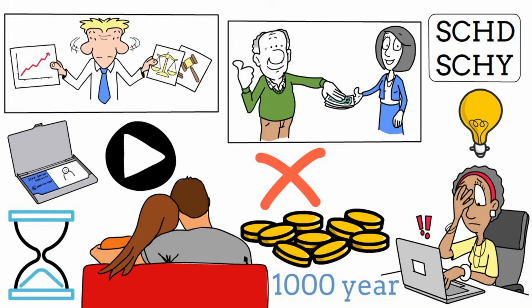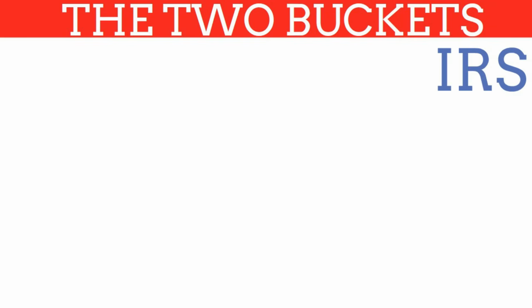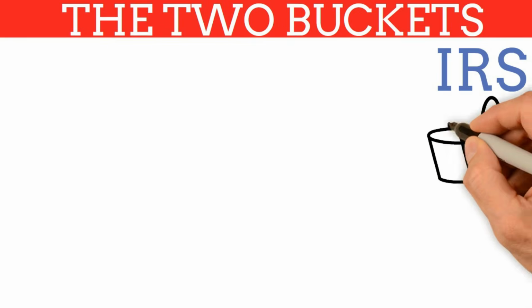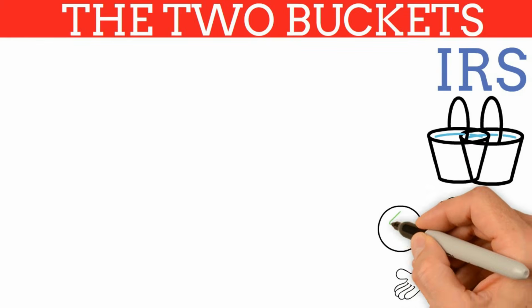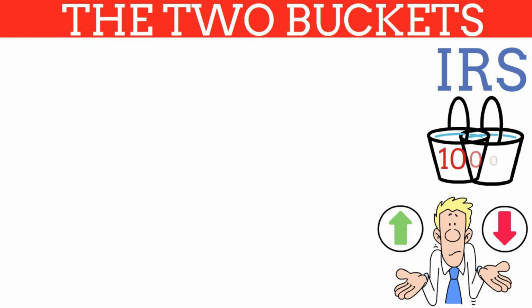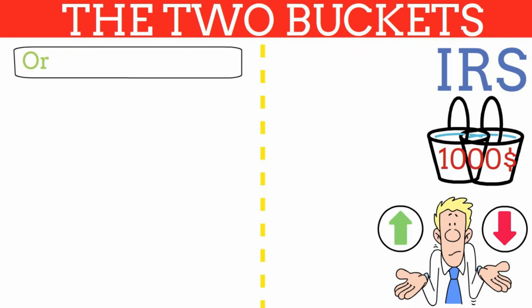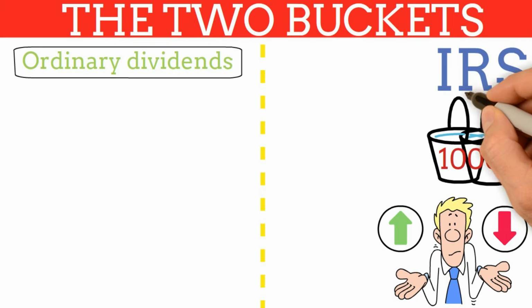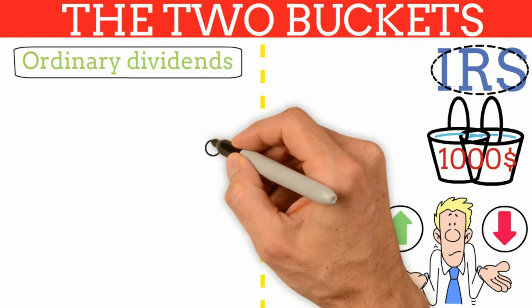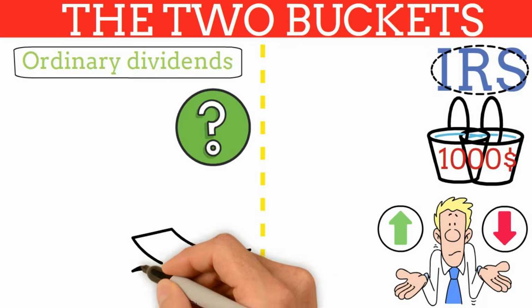Let's get into it. The IRS puts every dividend into one of two buckets. The difference between them can cost you, or save you, thousands of dollars every year. Bucket 1 is called ordinary dividends. The IRS taxes these like a paycheck. Whatever rate you pay on your job income, you pay the same rate here.